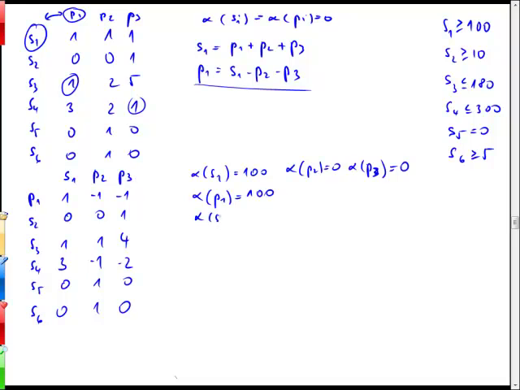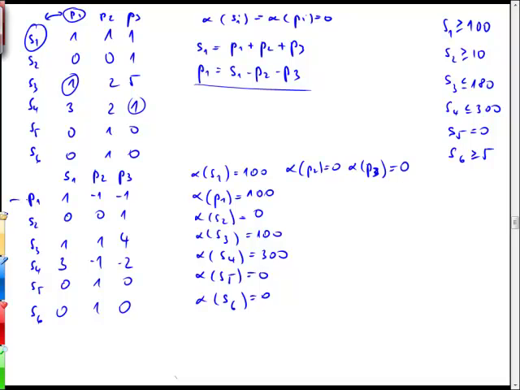The value of S2 is 0. The value of S3 is 100. The value of S4 is 300. The value of S5 is 0, and also of S6 is 0. So I'm done with the first pivoting. Then we check again. P1 doesn't have any bounds. S2, the value is 0, and it should be at least 10. So we should pivot for this.